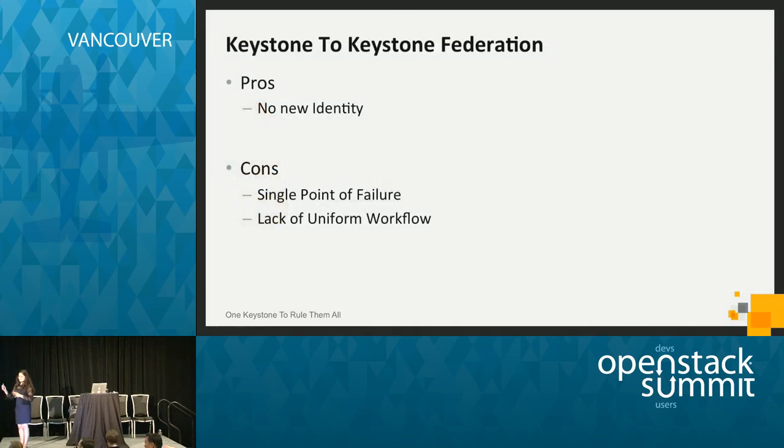What we realized is that Keystone to Keystone federation in a private cloud was causing us a single point of failure. If the Keystone in US West is down for some reason, you cannot access any resources in East. That's the biggest bottleneck for us, for a private cloud running production applications. And we decided not to go that route.